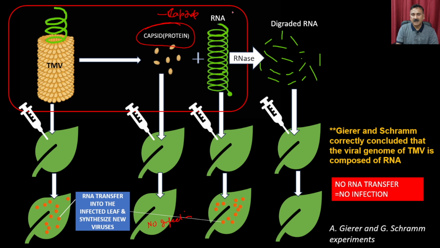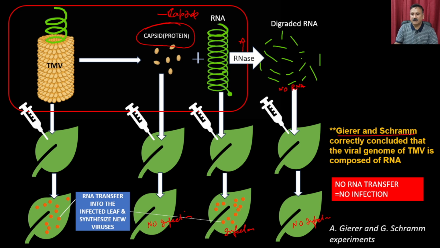But if they take the RNA and infect the leaves with it, what they found is there is an infection. So basically, the genetic information present in the RNA is good enough to produce the virus, and that's how it causes the disease. When they degraded the RNA with the help of the enzyme RNase, so there is no RNA, right? They found that there is no infection. So there is no infection in this case also.